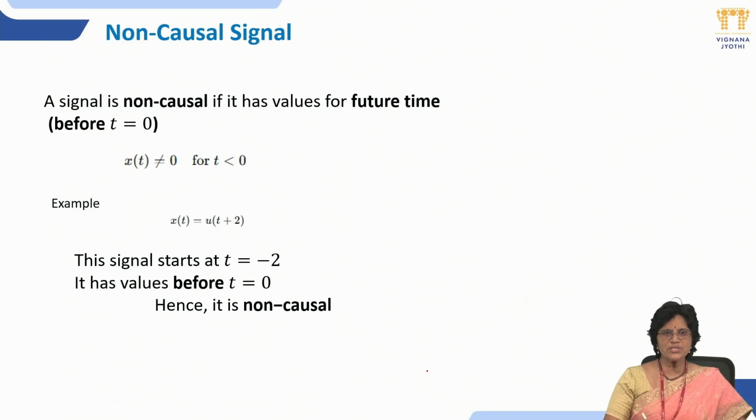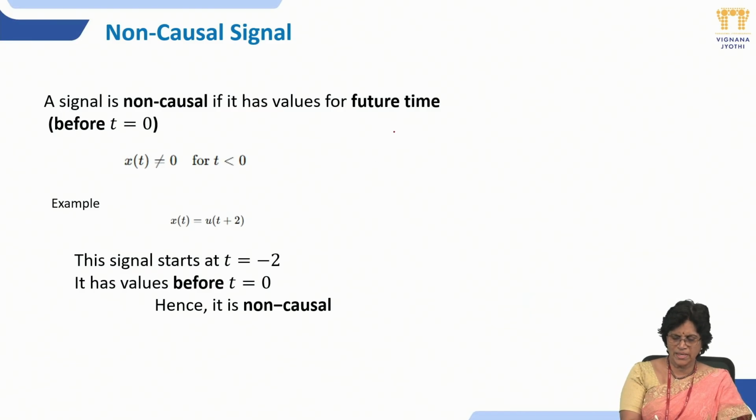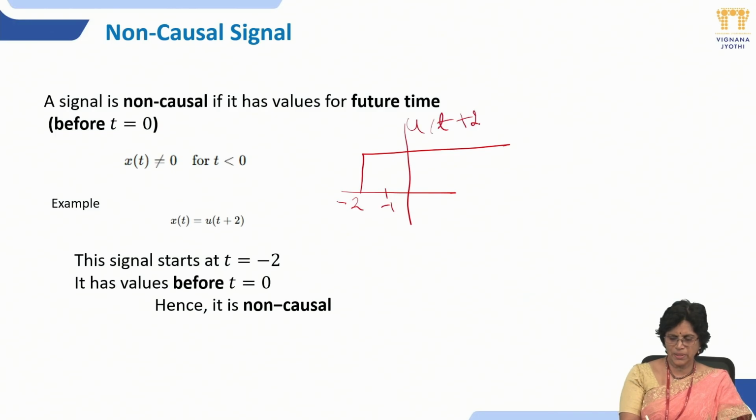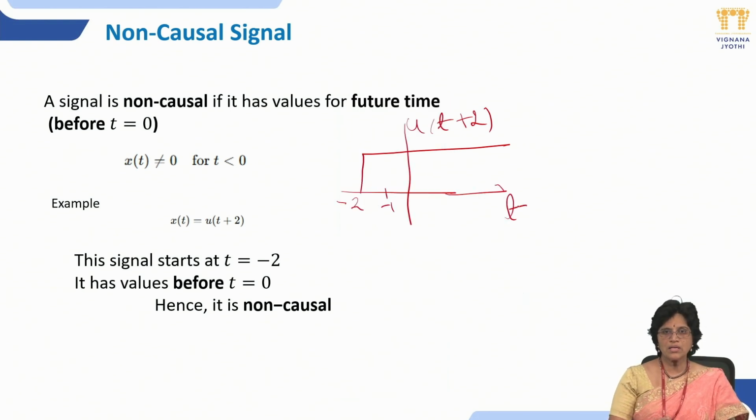Non-causal signal: as I already mentioned, a signal is non-causal if it has values for future time also. For example, in the previous case your signal exists at t equal to minus 1 and has some value. If x of t is not 0 for t less than 0, then we say the given signal is non-causal. In this example, x of t equals u of t plus 2, so your signal starts from minus 2. I will explain all operations on signals in the next class. This is non-causal. Why? It is starting before 0, at minus 2. Because of that, the given signal is non-causal.